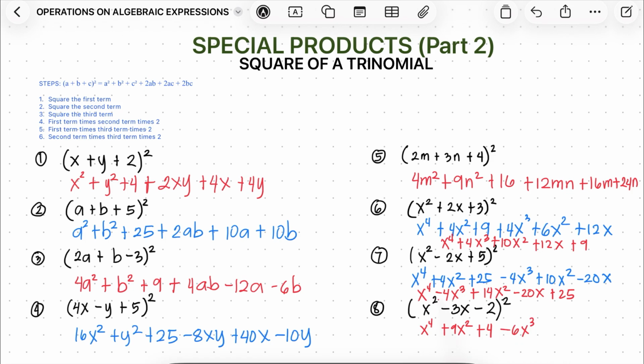Next one would be x squared times negative 2, that's negative 2x squared, and then multiplied by 2, so negative 4x squared. Then next one will be negative 3x times negative 2, that's positive 6. And then multiplied by 2, so positive 12x.